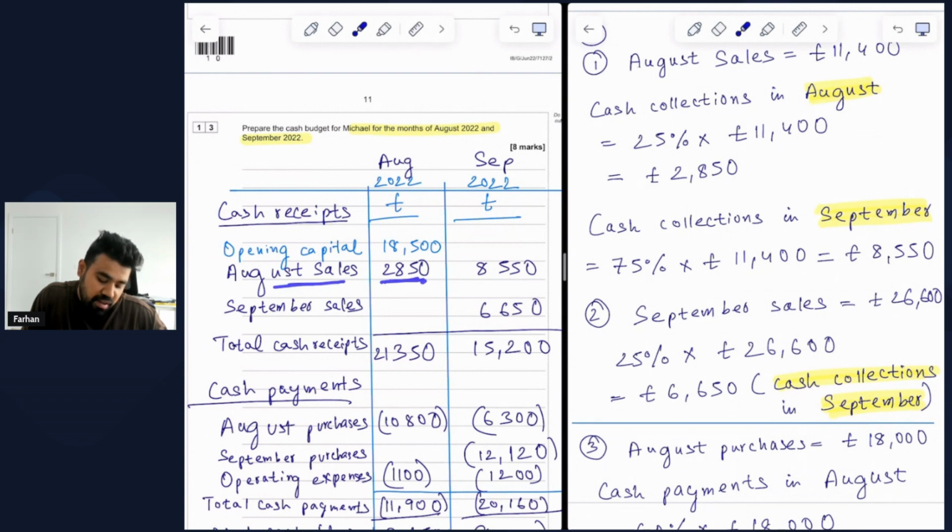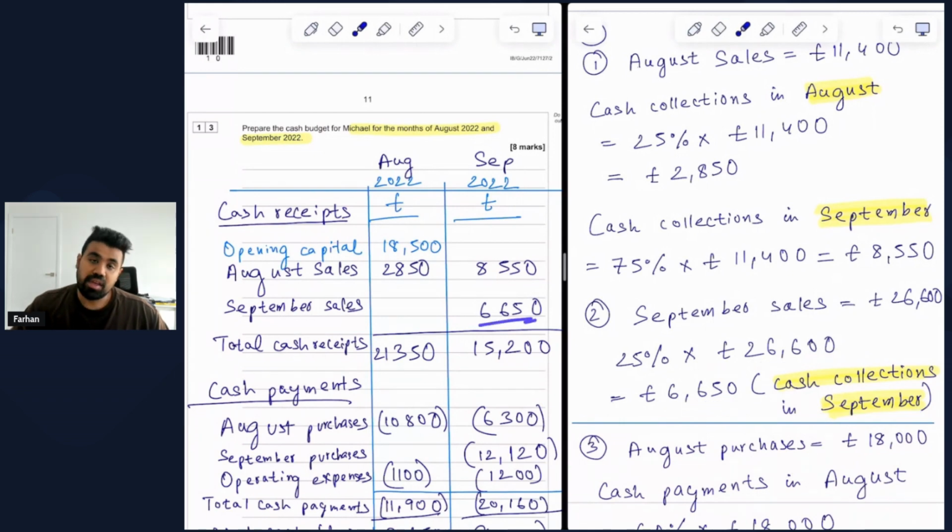And the remainder 75% are collected in September, which is £8,550, based on the workings that we have done here on the right-hand side. Then we have the sales for the month of September. Whatever sales we have made in the month of September, we are going to be collecting 25% of that in the month of September itself, which is what we have figured out based on our calculations here.